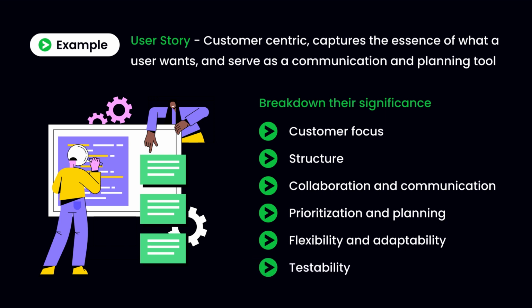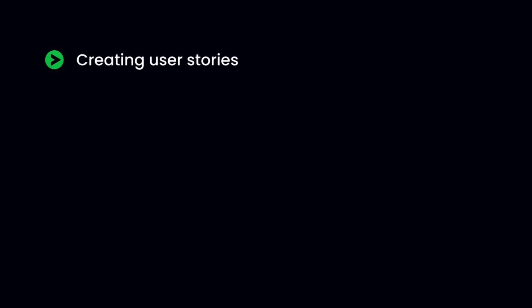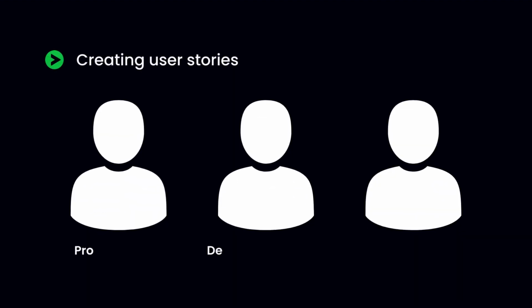Testability. User stories serve as a foundation for defining acceptance criteria and conducting user acceptance testing. They help ensure that the implemented features meet the intended user goals and provide a way to measure the success of the implementation. When creating user stories, it is crucial to involve the product owner, development team, and stakeholders.